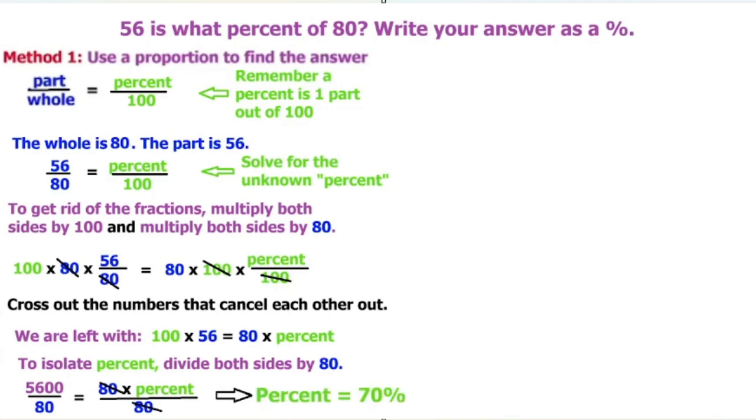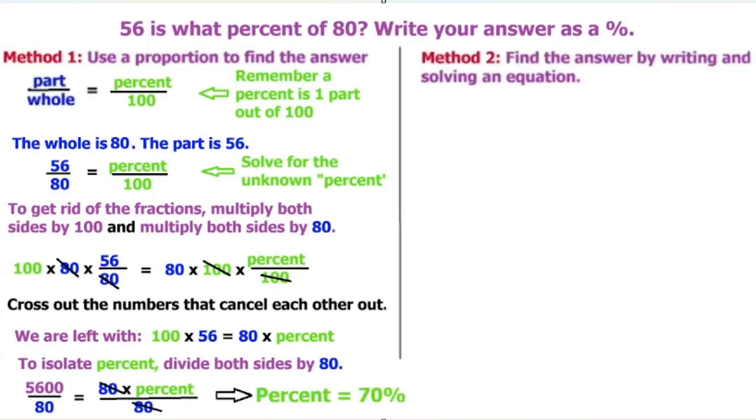Now we're going to use our other method. So find the answer by writing and solving an equation. So we kind of already did that, but let's look at it another way. Let's look at a part equals percentage of whole. Okay, let's use that equation. We know the part is 56, the whole is 80, and then percentage is percent over 100.